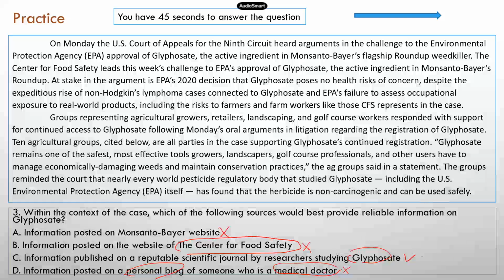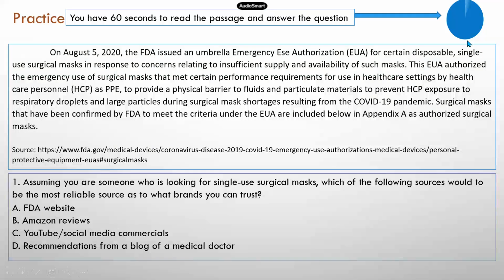Now, if I change this to information posted on, say, American Medical Association website, now that's a reliable source for information, right? Because that's a reputable organization. Okay, now I'm going to pause the timer here. So this is the last question. The passage is very short, and there's only one question associated with it. Here we go.